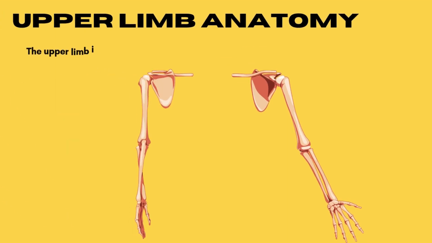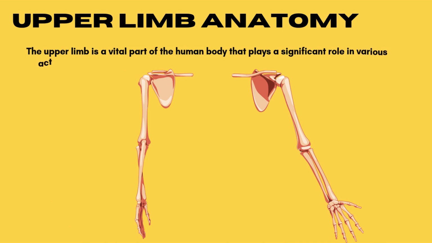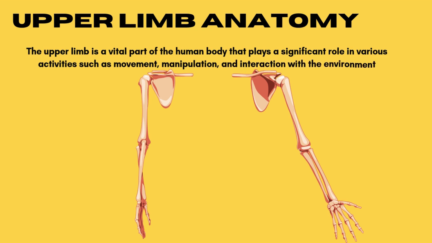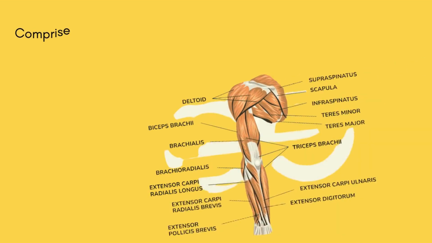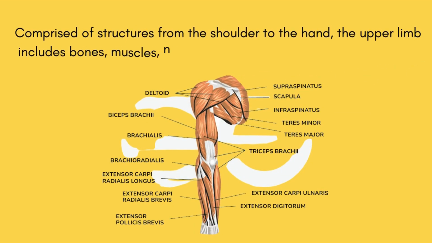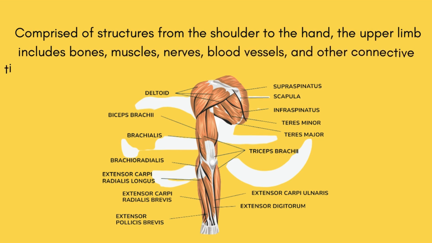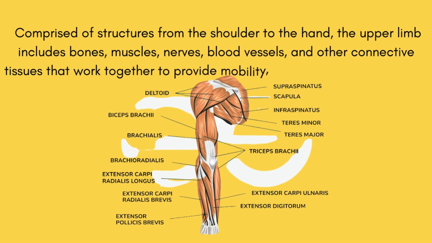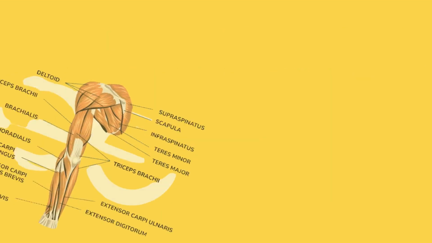Upper limb anatomy. The upper limb is a vital part of the human body that plays a significant role in various activities such as movement, manipulation, and interaction with the environment. Comprised of structures from the shoulder to the hand, the upper limb includes bones, muscles, nerves, blood vessels, and other connective tissues that work together to provide mobility, strength, and sensory input.